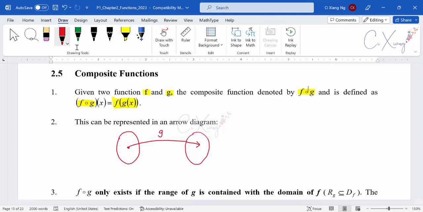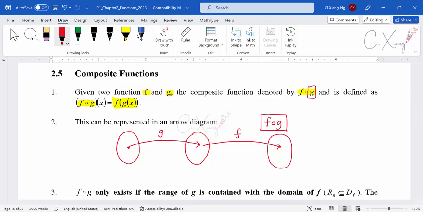Although the g is written on the right hand side, the function that counts first is actually g. After you send the x value to the y value using the function g, we have another step, sending the y to another set of values z by another function, which is function f. So this is what we call the composite function fg. Again, composite function fg means the function g comes first, sending one value to its image, and then we use the image, sending it to another new image using the function f. That's the concept of composite function fg.